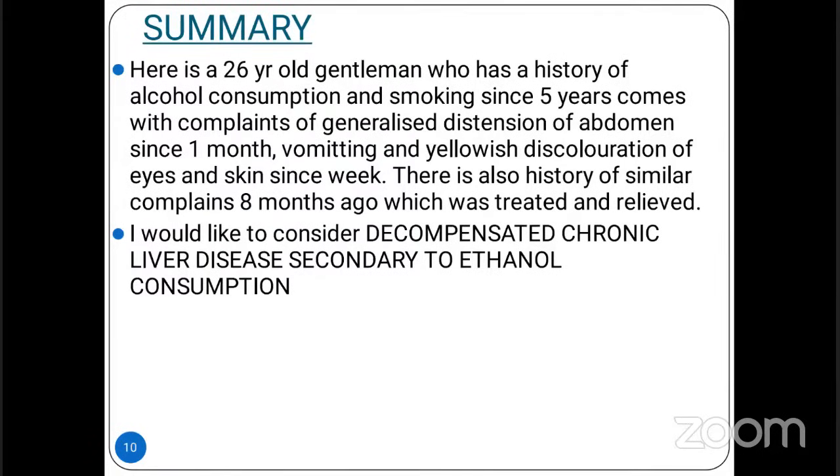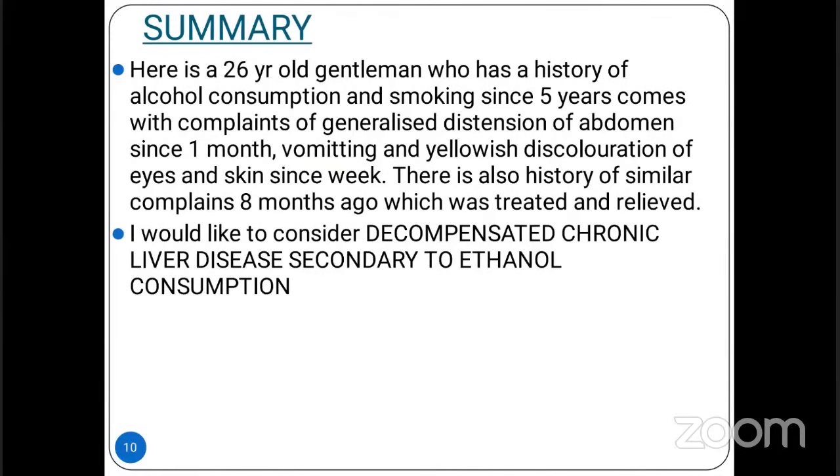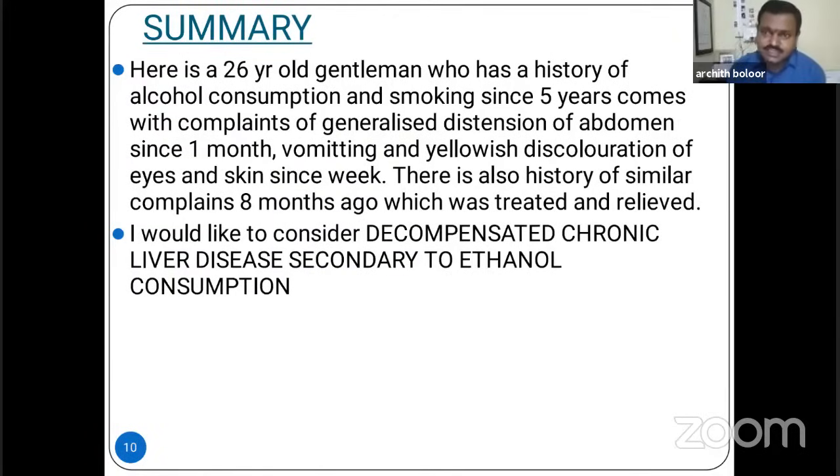So can we consider Wilson's disease? Yes. Why do you want to consider Wilson's disease? He's a young patient. Okay, so he's a young patient, so you can consider. Anything else? Wilson's disease is an inherited disease, isn't it? So you should have a strong family history.